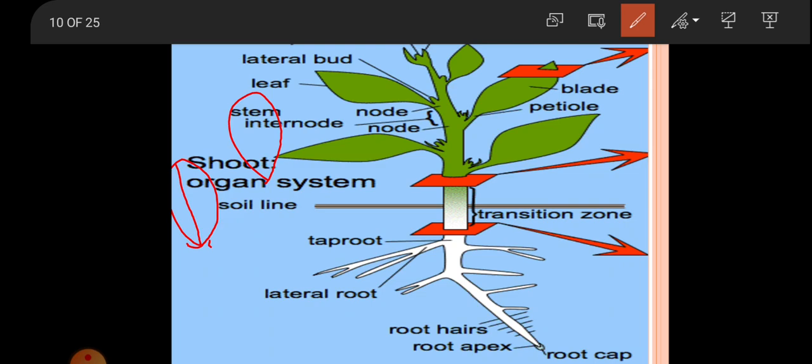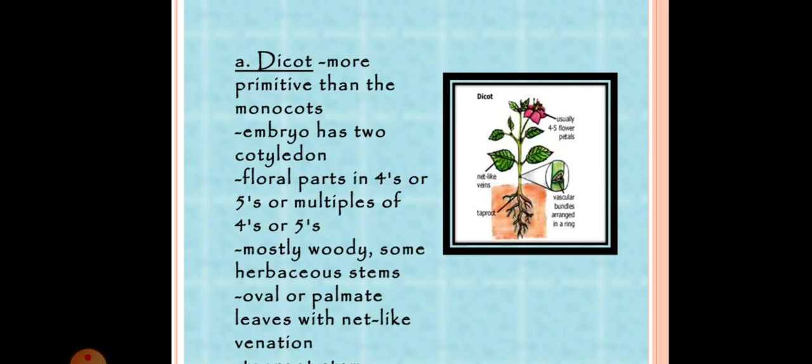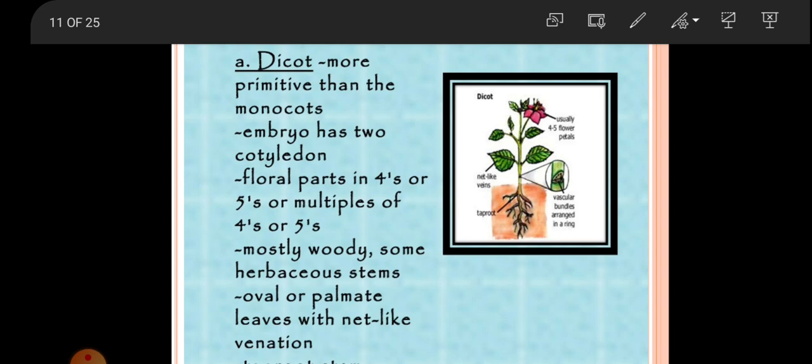First we'll see the dicot characters. So dicot is more primitive than monocot. The embryo has two cotyledons. So dicot has an embryo with two cotyledons. Suppose this is one cotyledon and this is the second cotyledon.